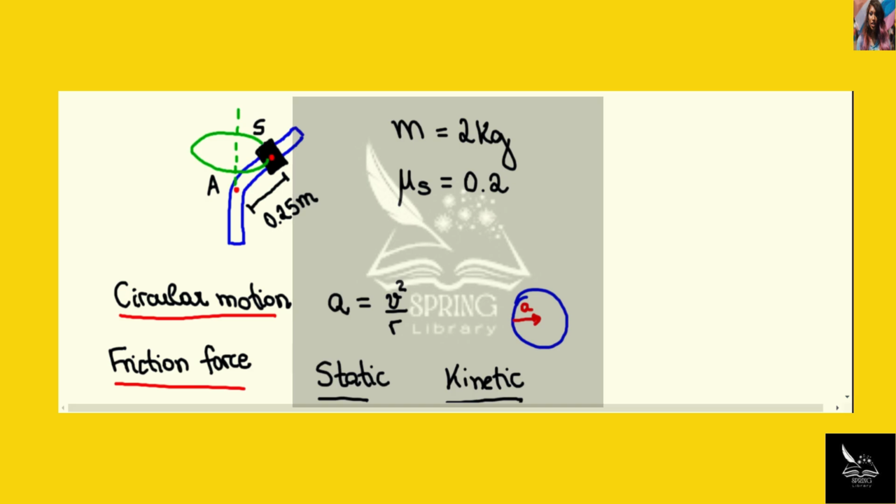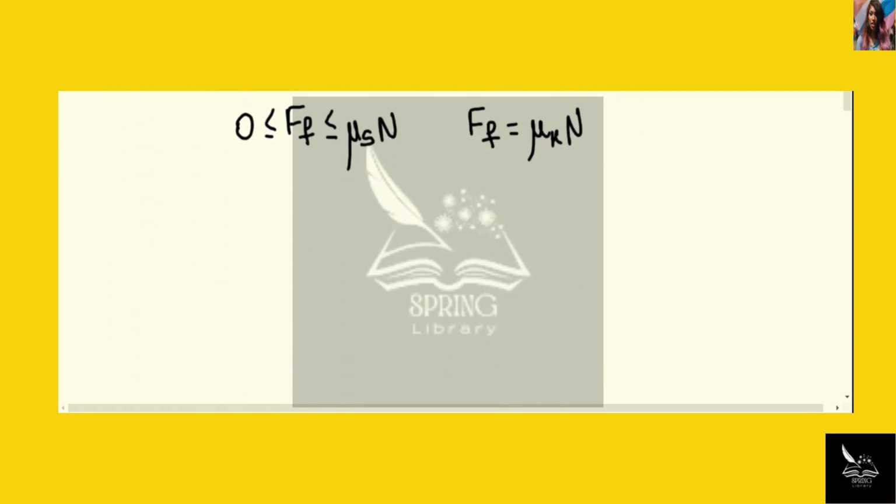The mass of the spool is 2 kilograms, while the static friction coefficient between the spool and the rod is 0.2. The spool is free to move along the rod. And our goal is to find the minimum constant speed, v, that the spool can have when making a circular orbit, as shown here in green, so that the spool does not slip down the rod.